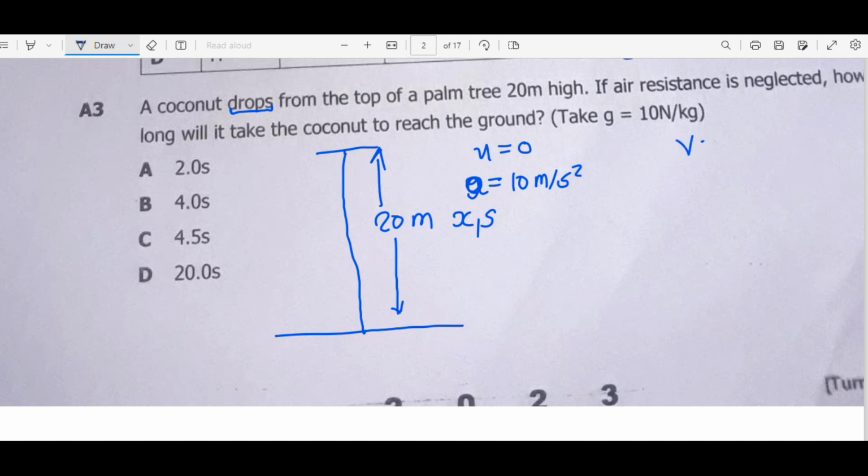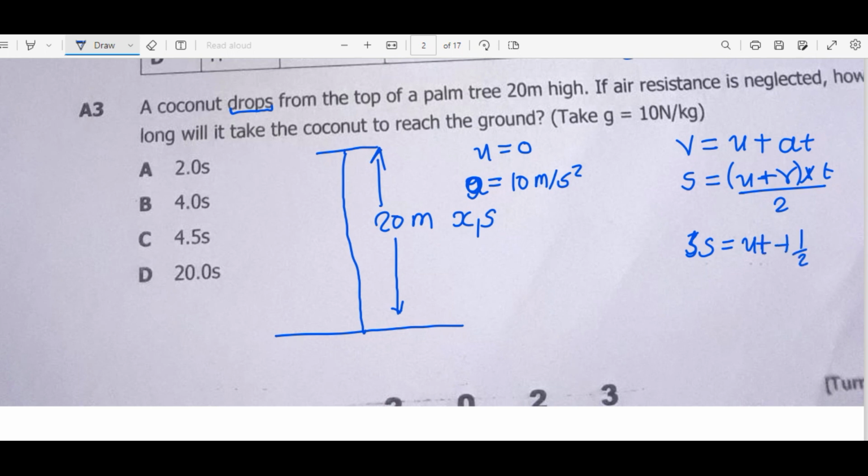The first one, we have final velocity is equal to initial plus acceleration times t. The second one, we have displacement is equal to initial plus final velocity times t over 2. The third one, displacement is equal to initial velocity times t plus half acceleration times t squared. The fourth one is final velocity squared is equal to initial velocity squared plus 2 times acceleration times displacement.